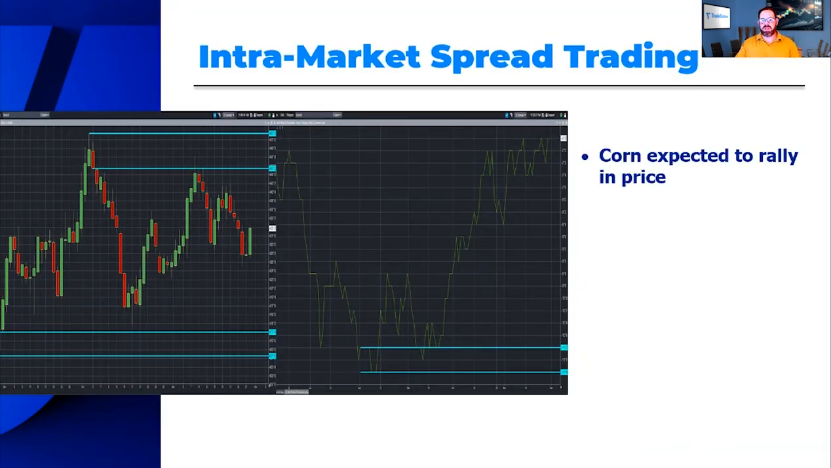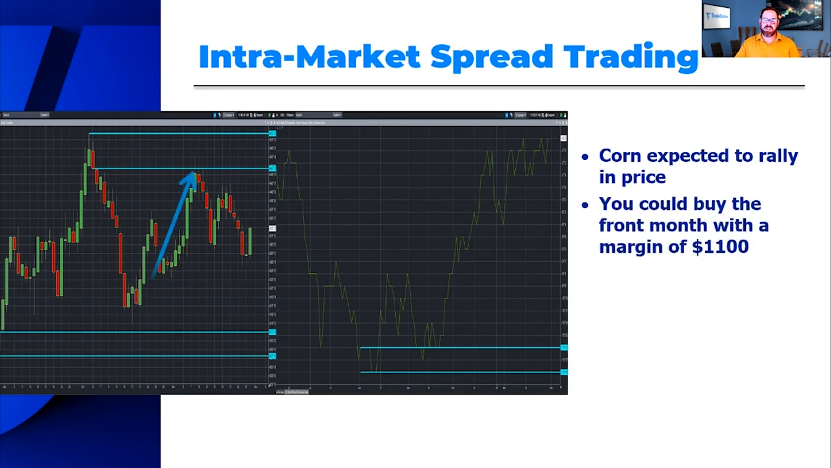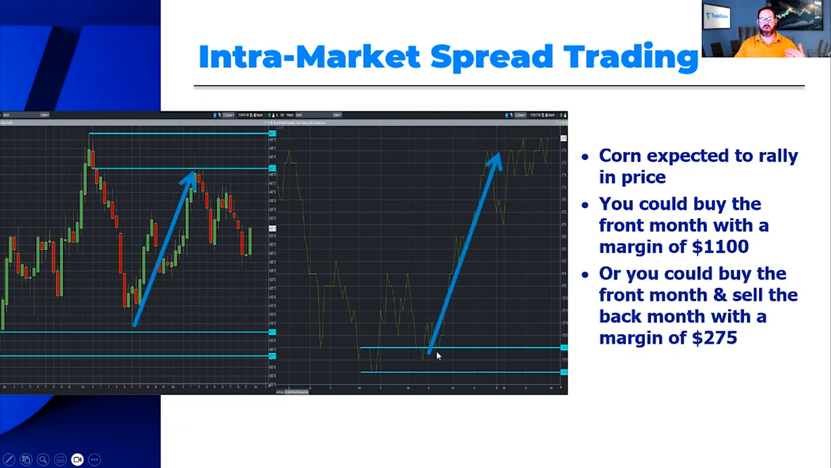So another example here, if we're expecting corn to rally in price, you could buy the front month. And again, we went from a little support level here up to a little resistance level, or demand and supply. And there was a margin of $1,100 to participate in that move up. Or you could have done a spread where you bought the front month and sold the back month. And the front month did move up further and faster than the back month, widening the spread. And the margin was only $275. So again, you're able to take these overnight positions with a lot less margin, which increases your leverage and your buying power, but also risk.